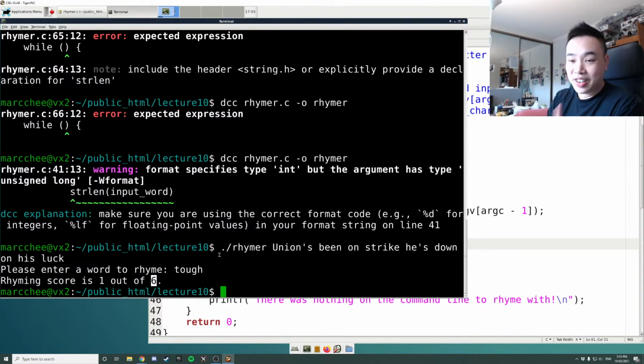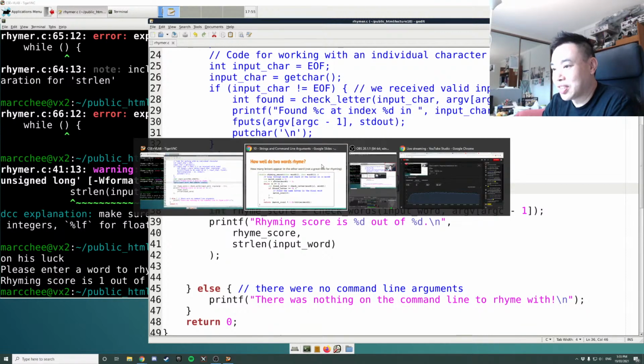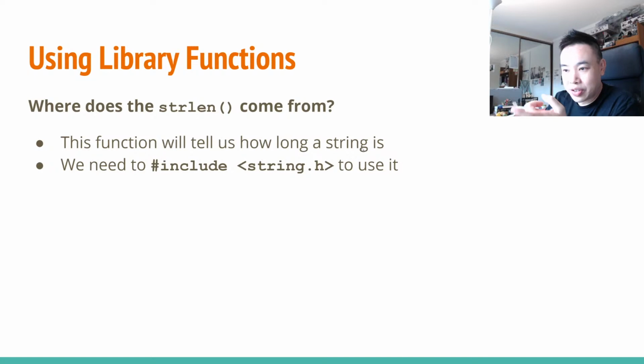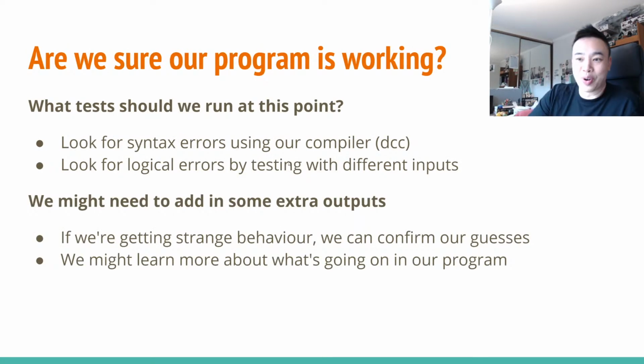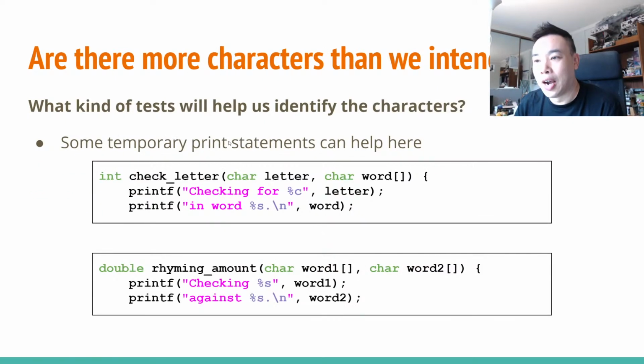I think a lot of people are probably going to know what's going on here. Because I have done some stuff with fgets here to take input, and we looked at this on Wednesday. But let's have a look. Okay, so strlen, I've talked about this. Are we sure our program is working? So we can look for a few things, check some inputs and stuff like that. If we want to see what that extra letter is, maybe I need some printfs in check letter to say what's going on.